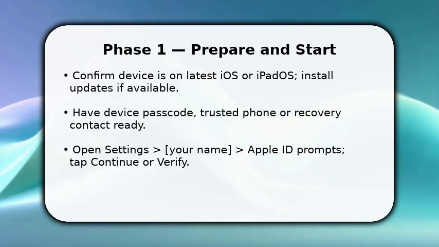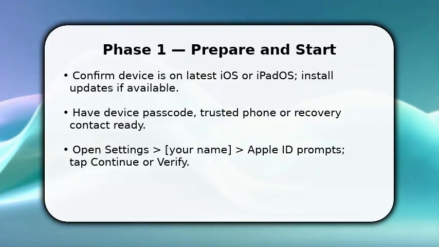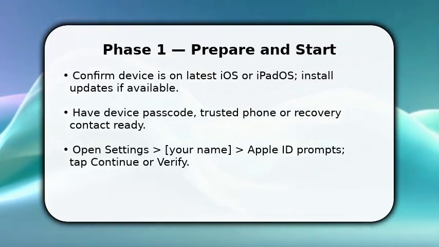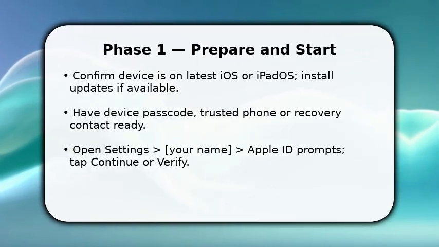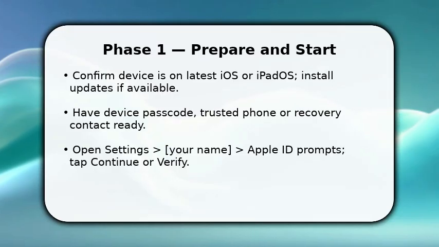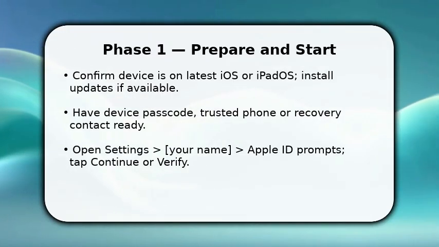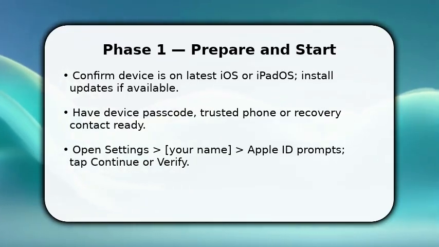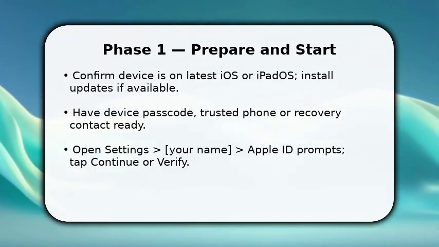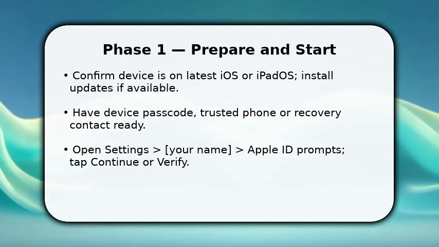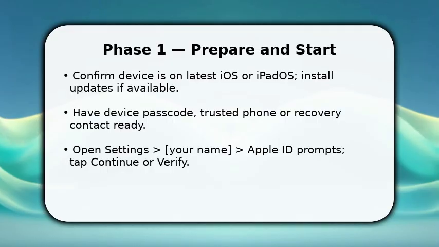You start right away by checking device updates and having your device passcode and a trusted phone handy. This saves time. Open Settings and tap your name. When the Apple ID settings prompt appears, choose Continue or Verify. If you see a request for a password, do not guess. Use the Forgot Password flow or use account recovery via your trusted phone. Once done, make sure Find My iPhone is noted and that you can receive verification codes to proceed to the next phase.